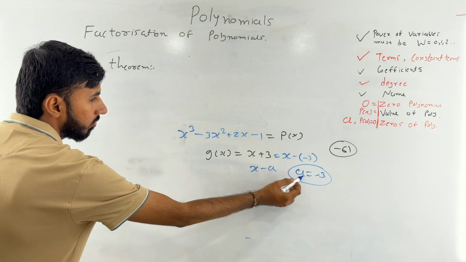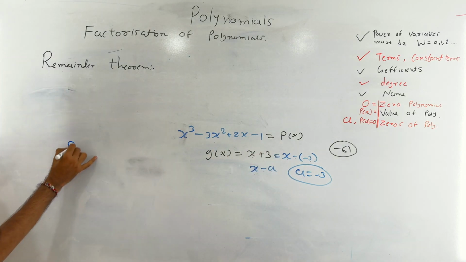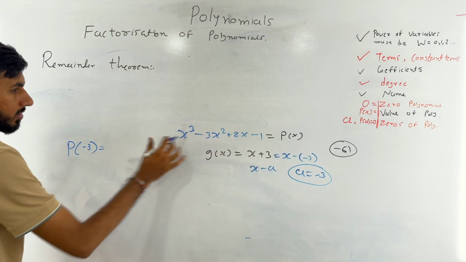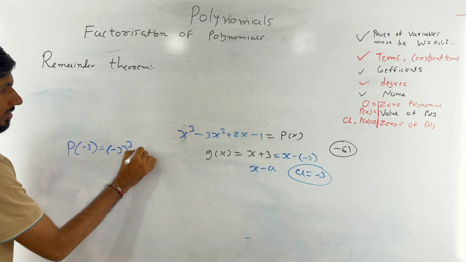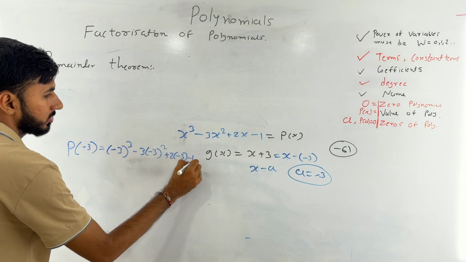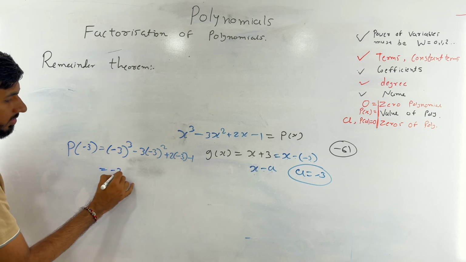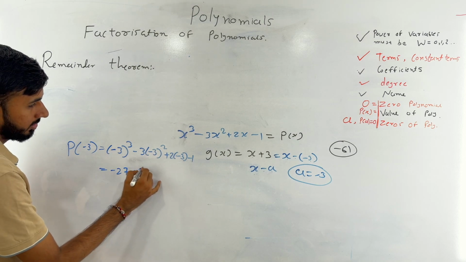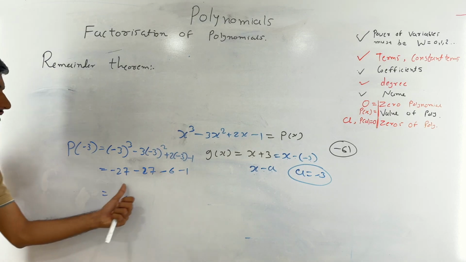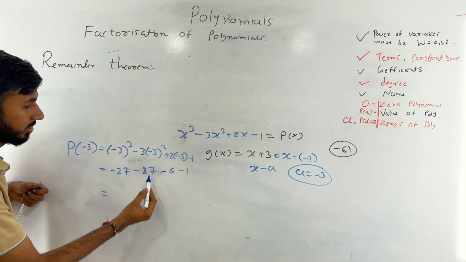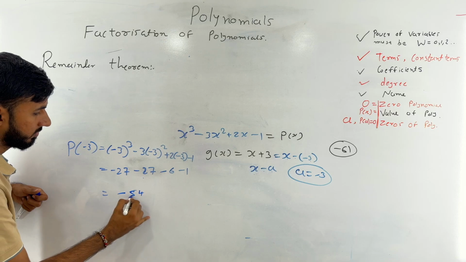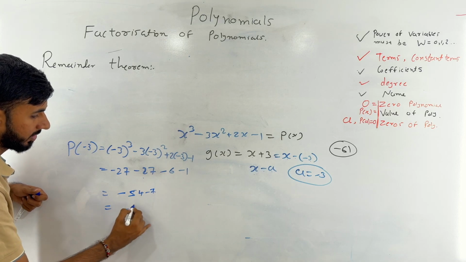Now put this value of a in p of x. You have to just find p of minus 3, nothing else. So put x is equal to minus 3 in this polynomial. It will become minus 3 cube minus 3 in bracket minus 3 square plus 2 in bracket minus 3 minus 1, right? Now simplify it. It will be minus 27, minus 27 also, then minus 6 minus 1. So if you do a simplification or just addition, your answer will be minus 54 minus 7, that will be minus 61, right?